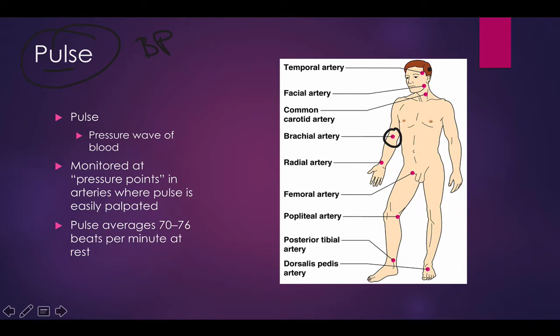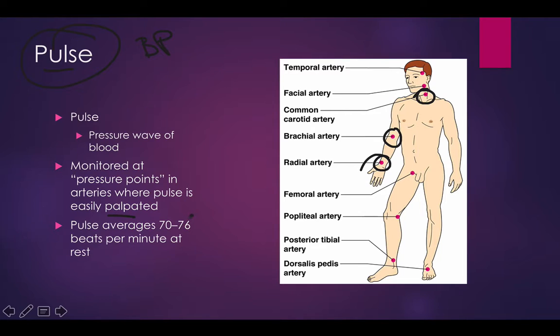There's a couple of major pulse points here, or pressure points. So I would say the most common ones are going to be the carotid artery and probably your radial artery. Those are probably the ones that you're going to use. Maybe you've used those in PE class or something. But they're monitored at pressure points in arteries where the pulse is easily palpated, so you're able to feel it.